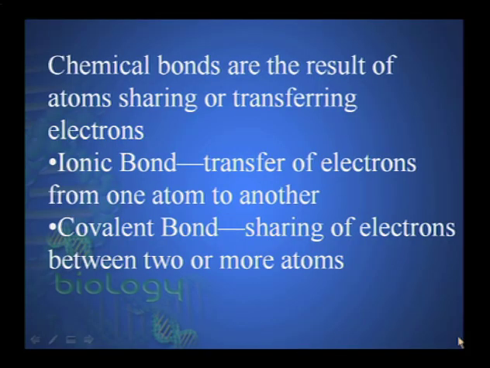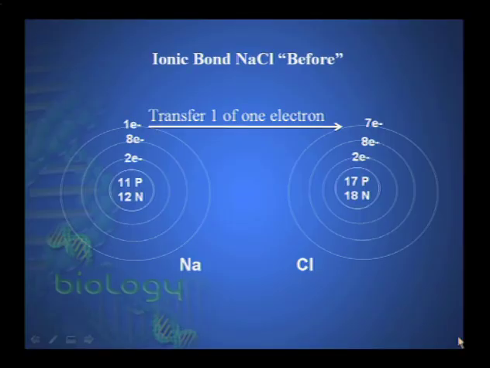Now, a covalent bond would be a sharing of electrons between two or more atoms. So here, electrons are going back and forth between two different atoms. And we'll look at both of those examples here in a few minutes. All right, so let's first look at an ionic bond. And this would be an example of an ionic bond between a sodium atom and a chlorine atom.